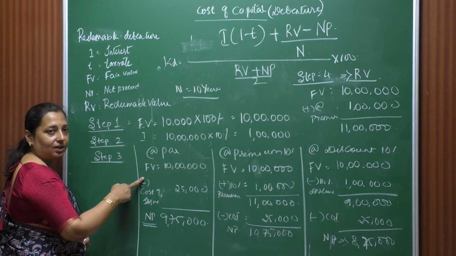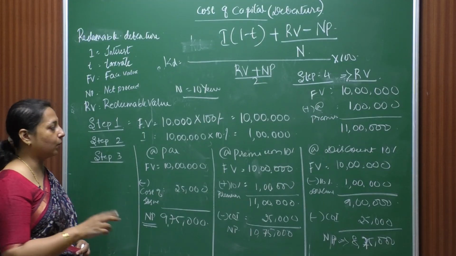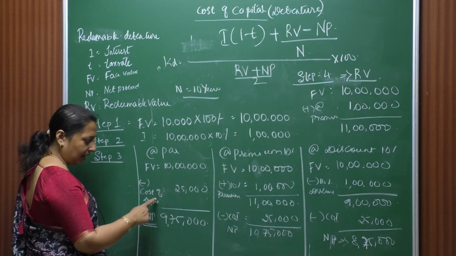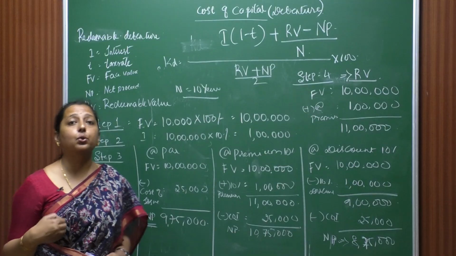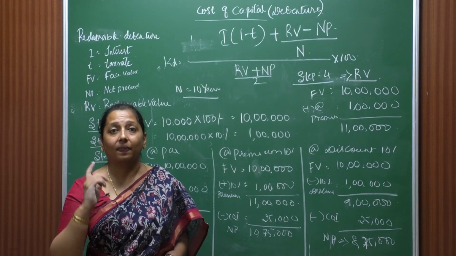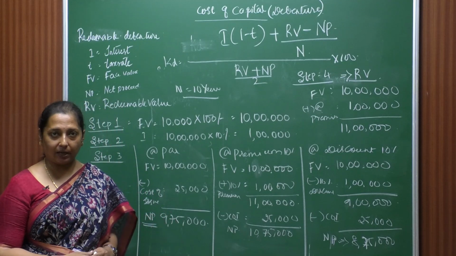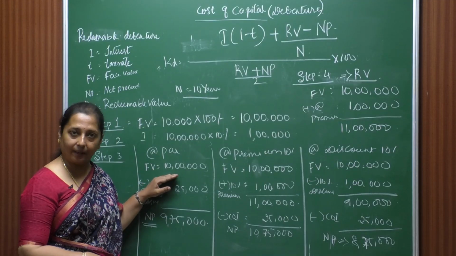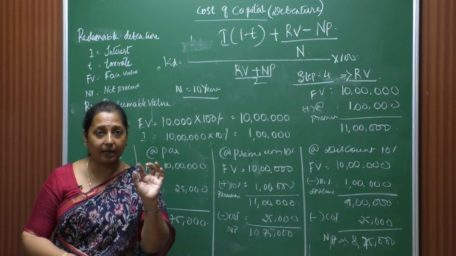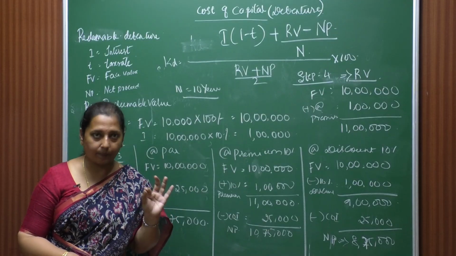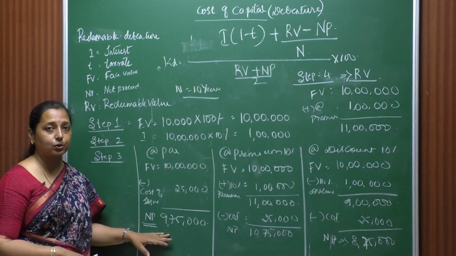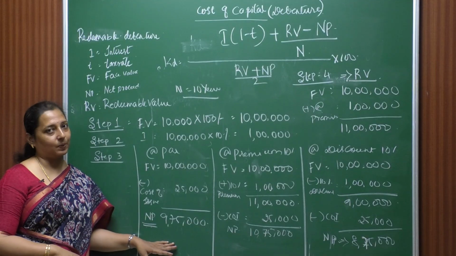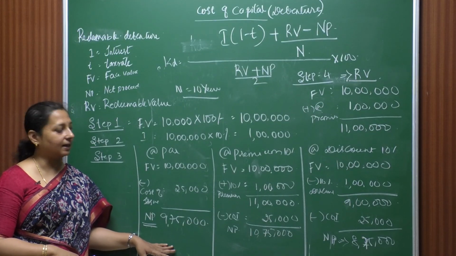Step 3, calculation of net proceeds at par, premium and discount. So the face value is 10 lakh. Now I have deducted the cost of issue. While issuing the debentures, we have spent certain expenses, and that should be deducted from your face value. In the previous problem, that is on irredeemable debt, we had taken the face value exactly. That is why I specified FV or NP. If you are issuing at par value, premium or discount, we have to consider the expenses. Due to that, we take it as net proceeds.